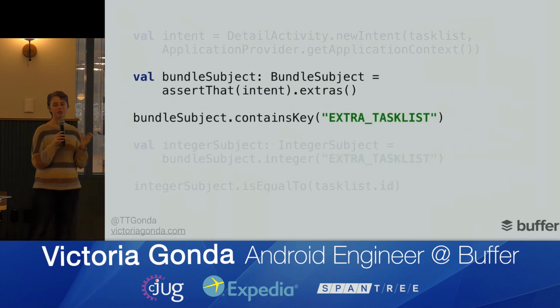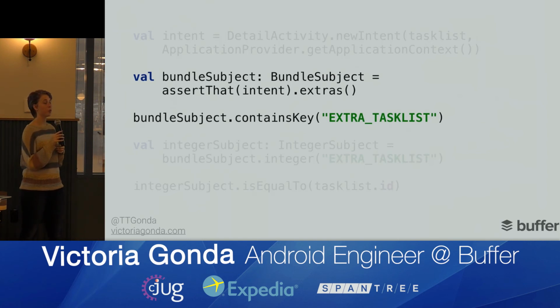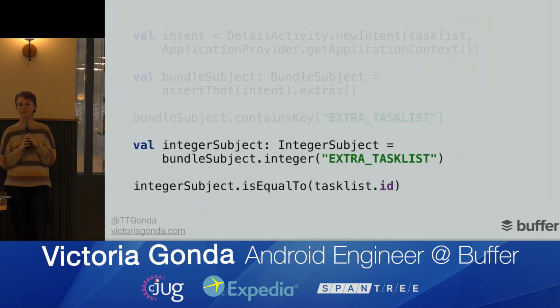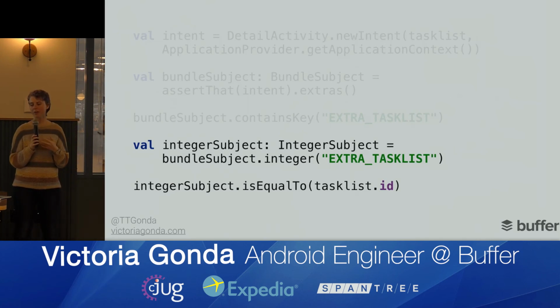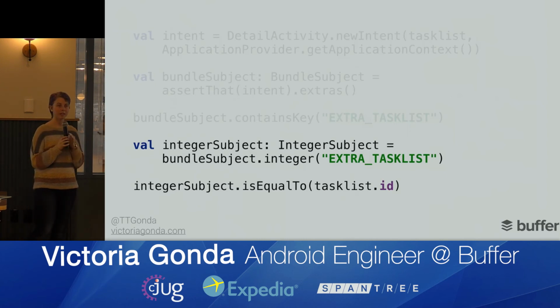By using assert that intent.extras, we're able to get a bundle subject to perform our verifications on. Here we're looking that it contains the key extra task list. Yes, this could be changed instead of assigning it to a variable, but it's written this way so that you can see the type explicitly. To keep building on that, we can use the key for that integer extra to get an integer subject. We can then use it to verify that value is equal to the task list ID as we expect.